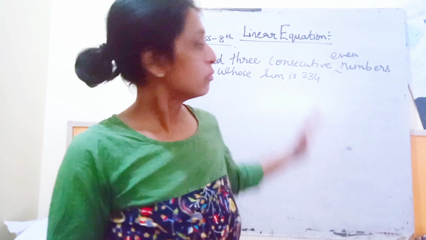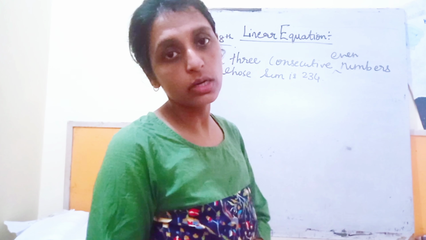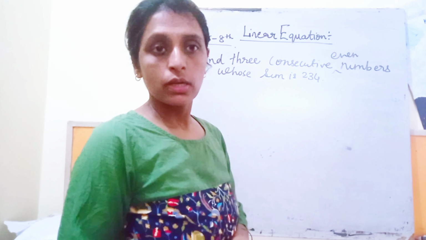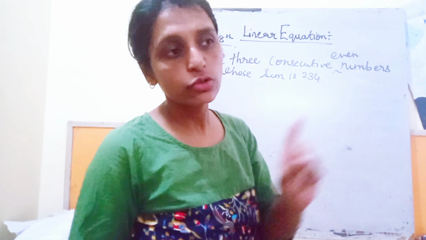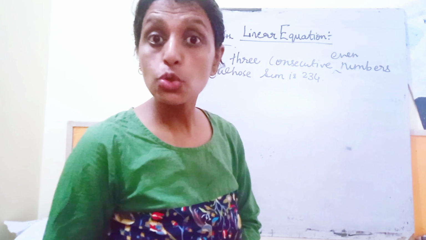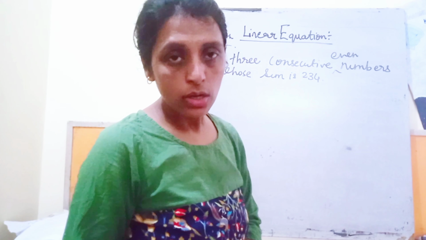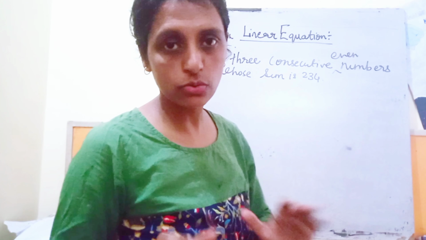So we have to find three consecutive. Now what does this word consecutive mean? Consecutive means लगातार. लगातार हमको तीन even numbers खोजने हैं जो लगातार आते हैं और उनका sum is given 234. So we have to find what are these consecutive even numbers. So we understood the meaning of even numbers. What are consecutive numbers? You understood, I hope.